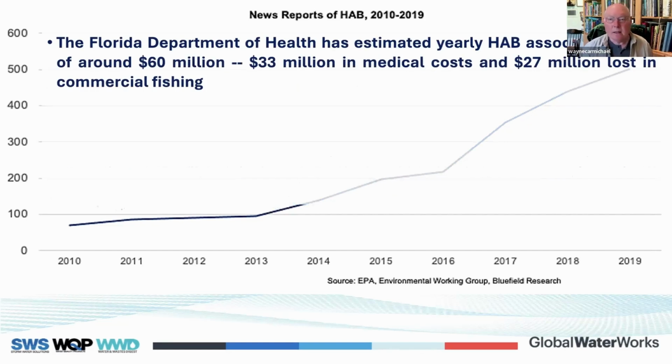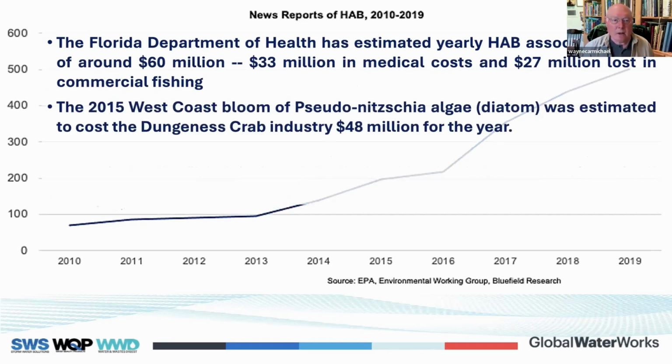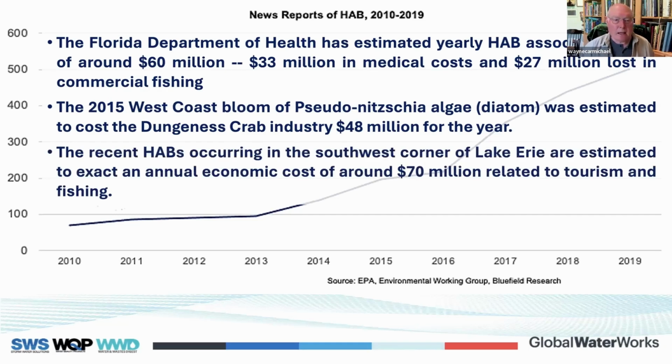The economic costs have been estimated in a few cases, but certainly not to a great degree. In Florida, the estimated yearly HAB losses are about 33 million, 27 million of it in commercial fishing. West Coast blooms of Pseudo-nitzschia, which is really a diatom, not a cyanobacteria, but still a harmful algal bloom, cost the Dungeness crab industry about 50 million a year. That toxin is called domoic acid. It's actually a peptide that crosses the blood-brain barrier and leads to amnesia and even death. The recent HABs in the southwest corner of Lake Erie are estimated to exact an economic cost of about 70 million.